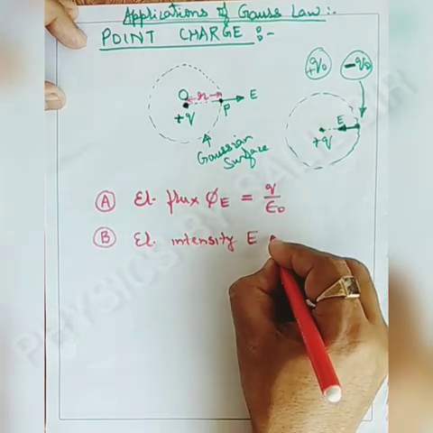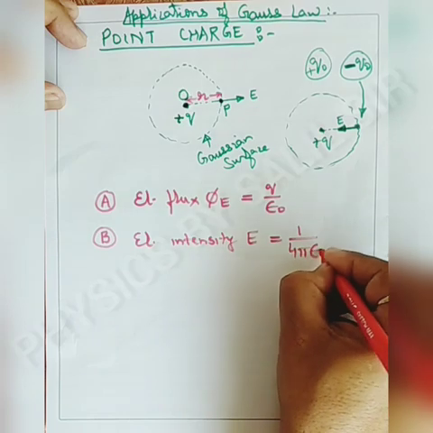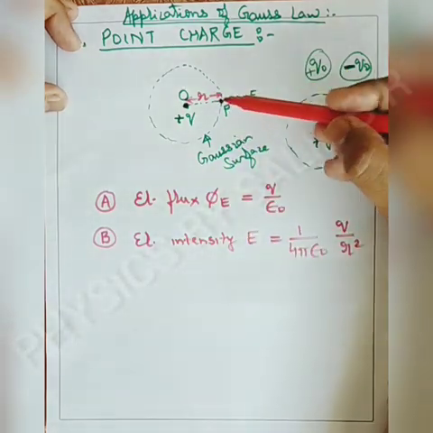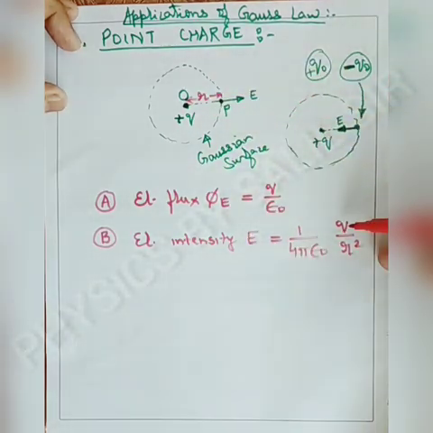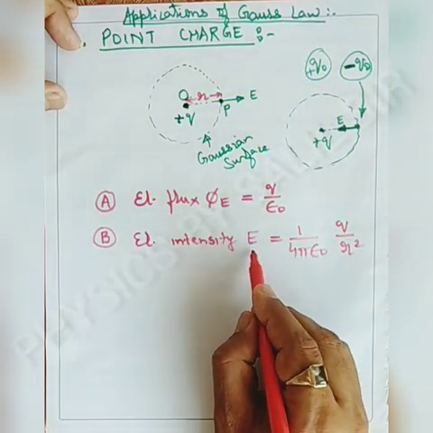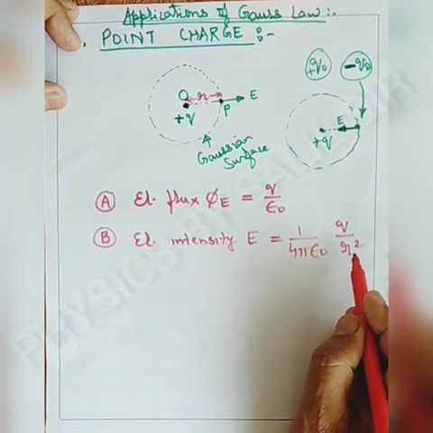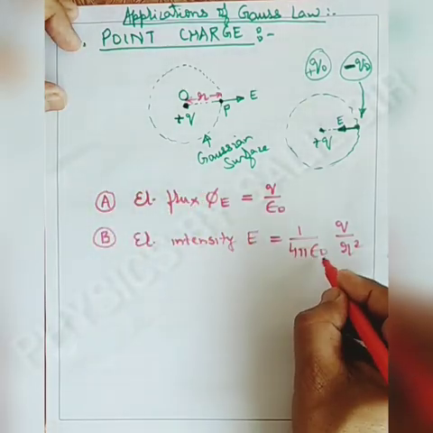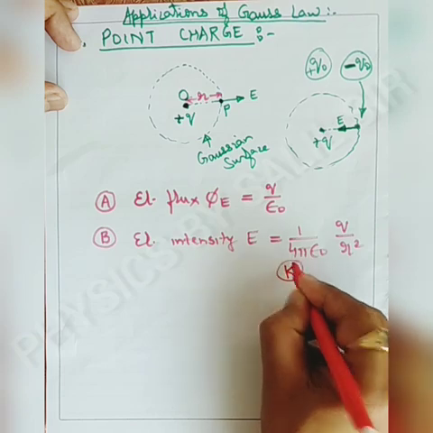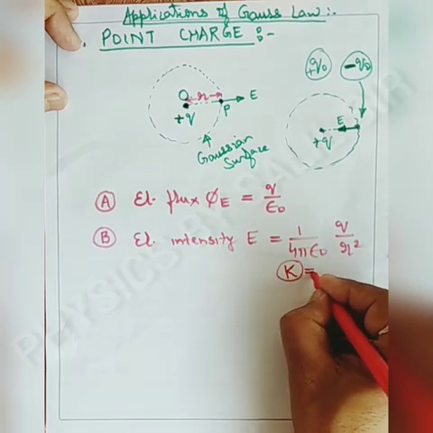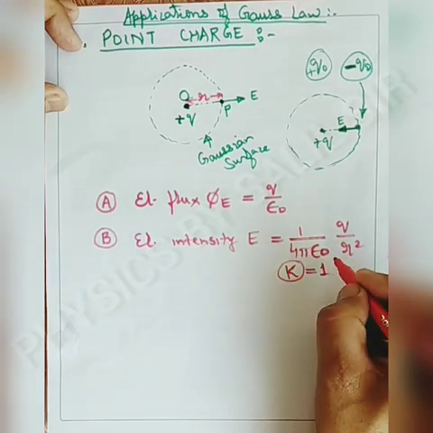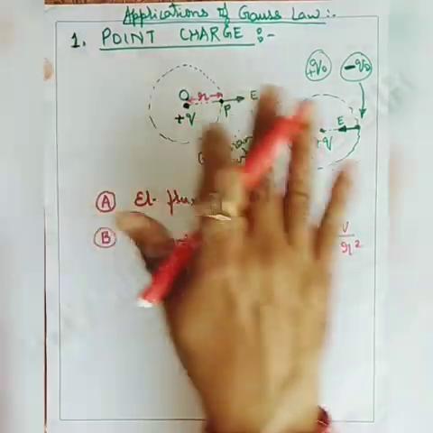which is represented by capital E, will be equal to 1 upon 4 pi epsilon naught times Q upon r square. I explained what r is: r is the distance between O and P. Q is the charge which is kept at point O. Because we are considering this in free space, we are not taking into consideration the dielectric constant K, because for air or vacuum the value of K is 1. That's why we have taken directly epsilon naught, not 1 upon 4 pi epsilon naught K. This you have to remember.